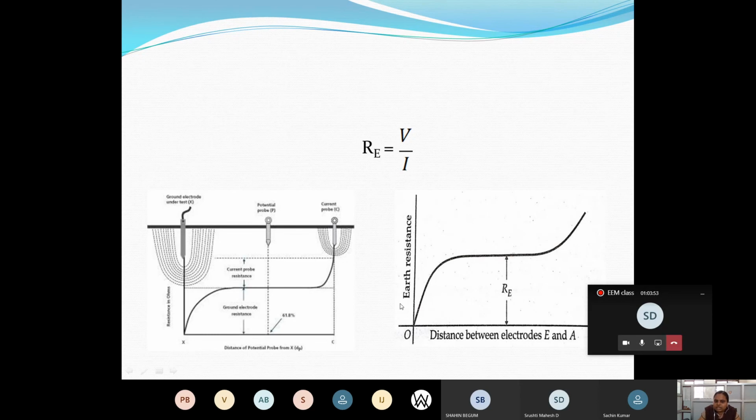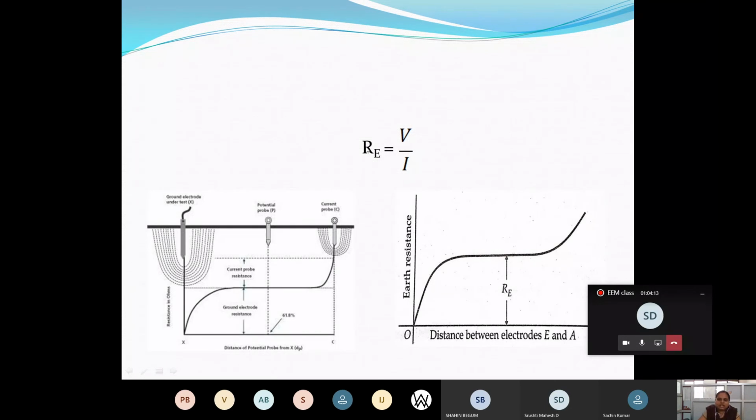The same thing is shown in the graph: earth resistance across the distance between the electrodes. When the distance is nearer, it goes on increasing. At a certain distance it remains constant, and then it increases again. This you have to draw.